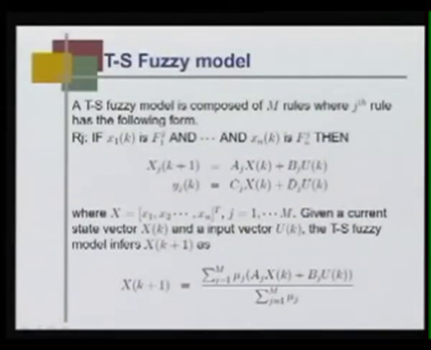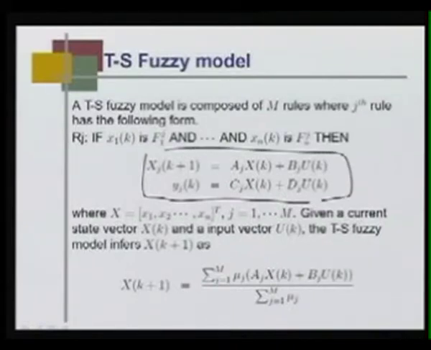So, this is a typical TS fuzzy model. A TS fuzzy model is composed of m rules, where the jth rule has the following form: R j, the rule j, if x 1 k is F 1 j and x 2 k is F 2 j and so on until x n k is F n j, then that means in the jth fuzzy zone the system is represented by a linear system.